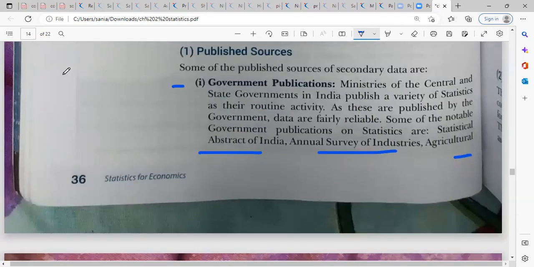So first is published sources, government publication. The government usually prepares the report and publishes it, like the health index, the annual survey of industry, the agricultural report. So if you want to collect data, you will just visit the government website and collect the data.